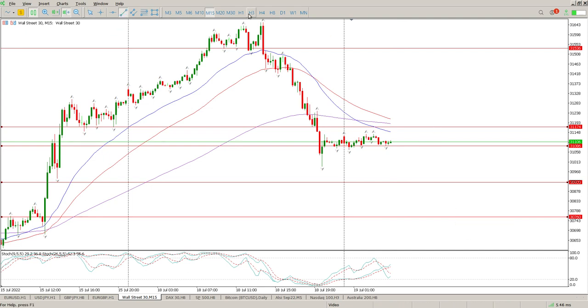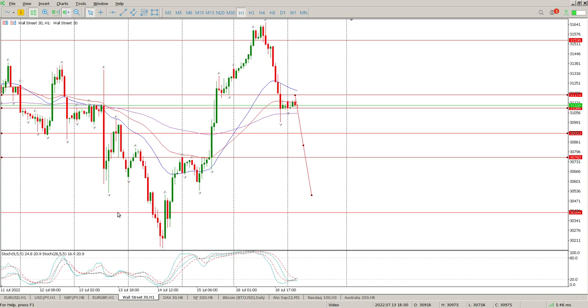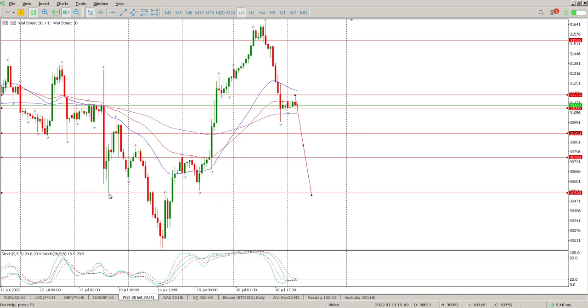What you could end up getting is a pretty strong move like that to the downside. If I just get back to the hour, you'll see, let's move this level here and more than likely line up with something. There's the structure that it's going to line up with.